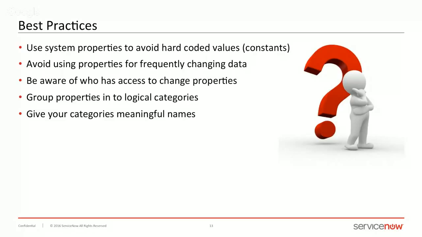Give those categories meaningful names. Loaner request is fine. I only have one. If somebody's looking for the properties related to the loaner request, they'll know where to find it. Not too hard there. I'm going to stick this in there.